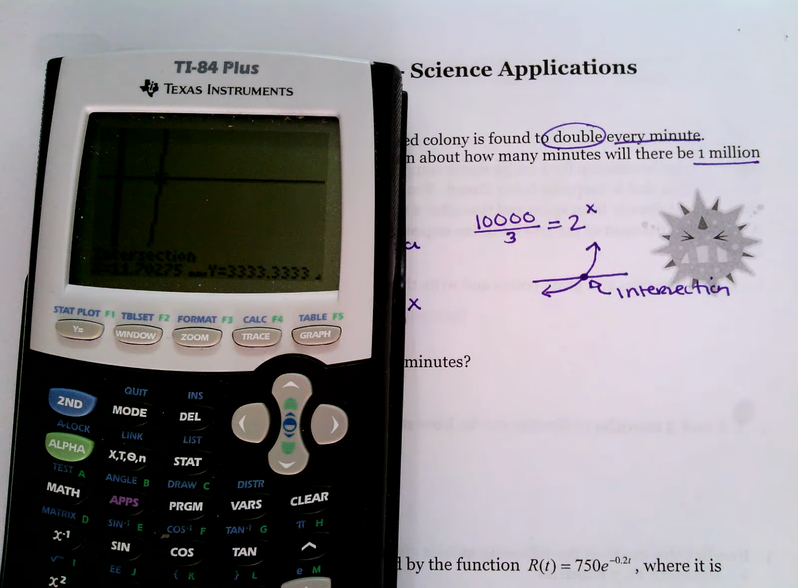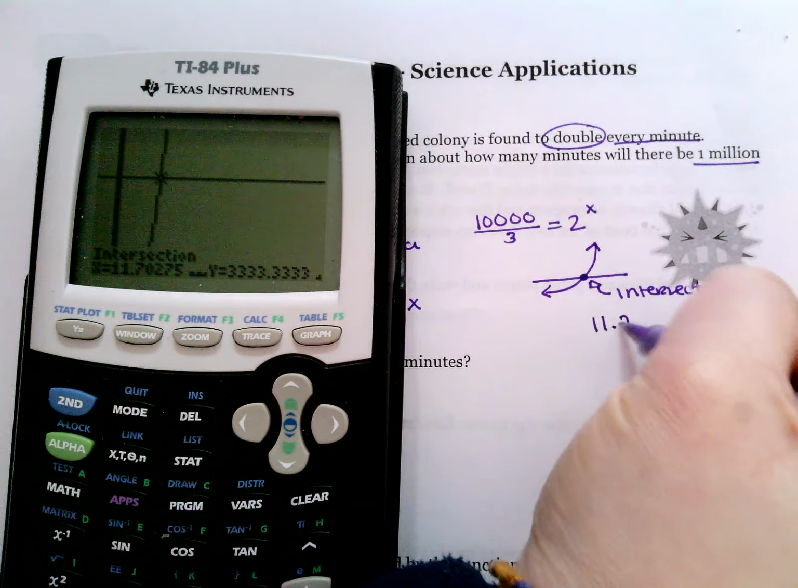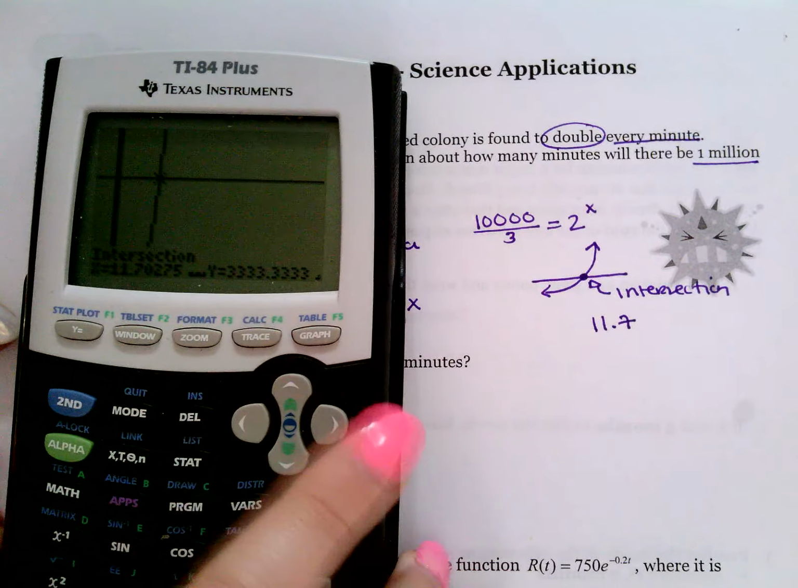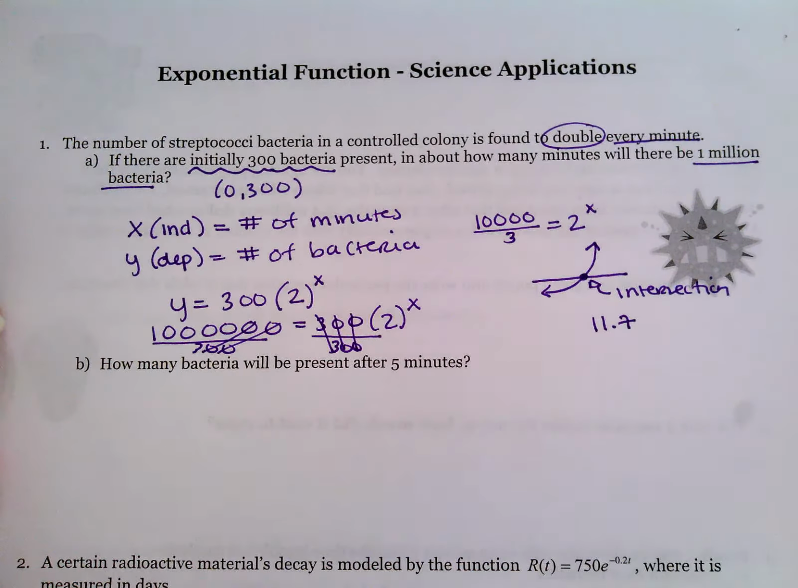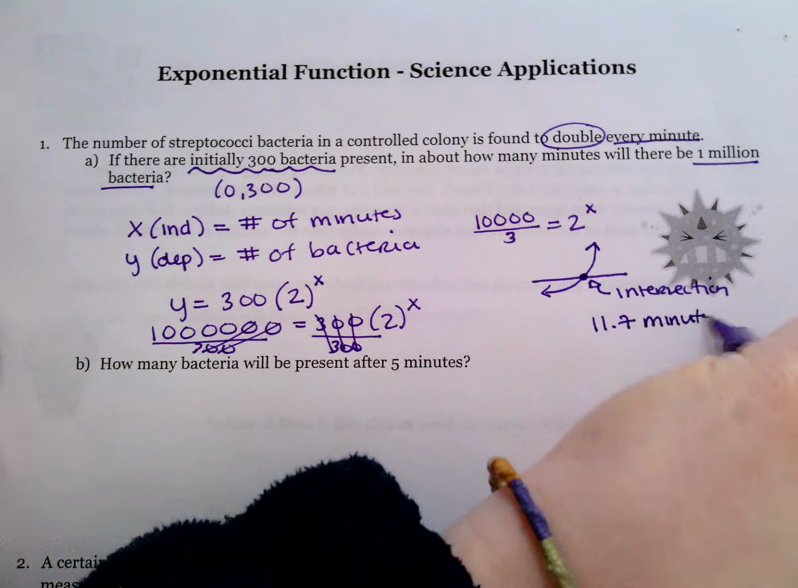And what were the units? We said that our units were minutes. So that's how long it will take, based off of this information, for there to be 1 million bacteria.